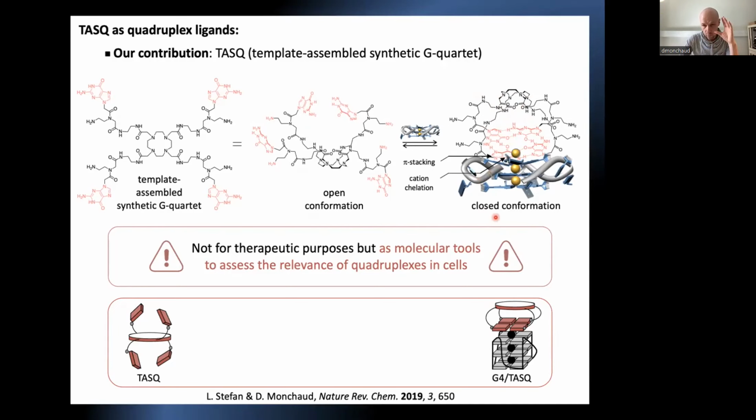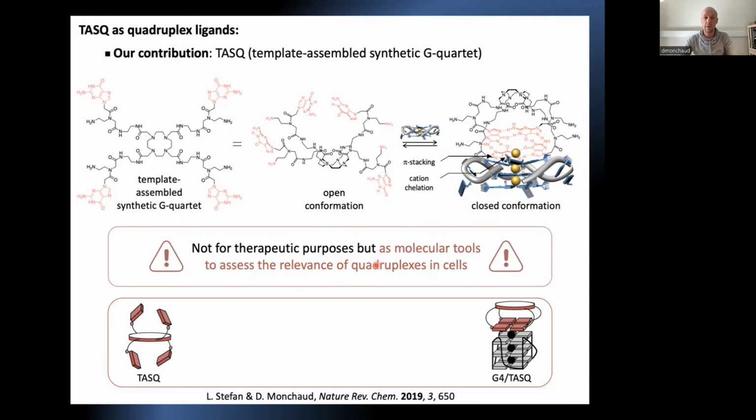But what is really interesting is to keep in mind that we want to use this kind of molecule not for therapeutic purposes. No, we just want to use them as molecular tools to assess the existence and functional relevance of G4 within cells. So the idea here is very simple. The conformational change that is triggered by the G4 ensures a very, very high level of selectivity.